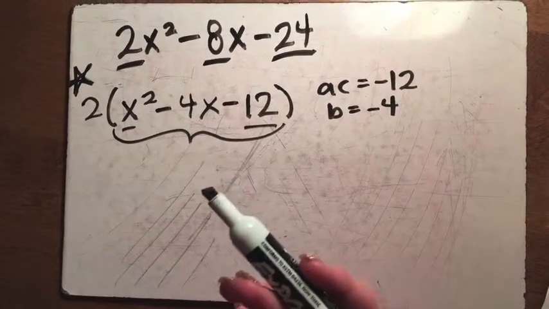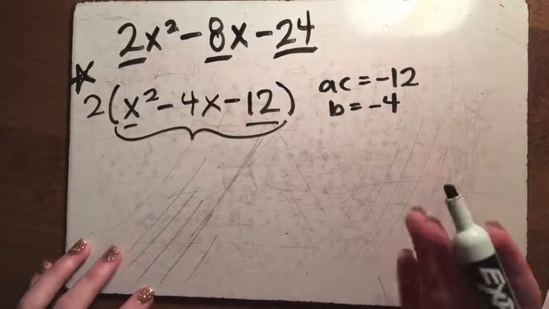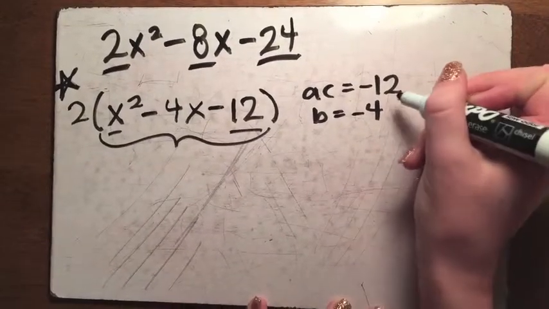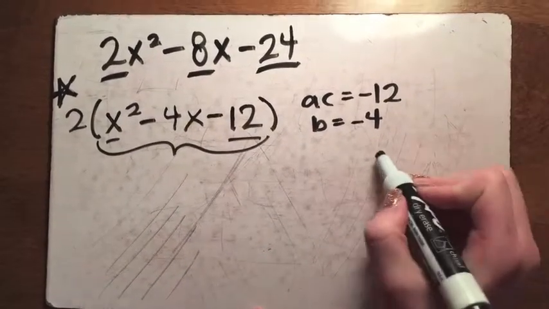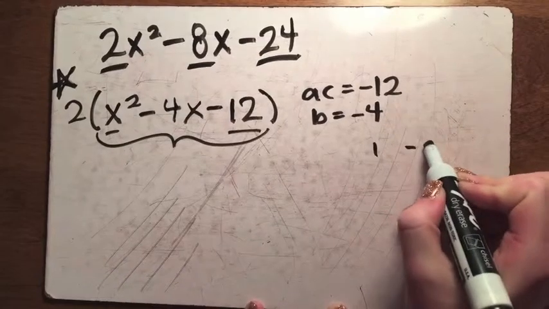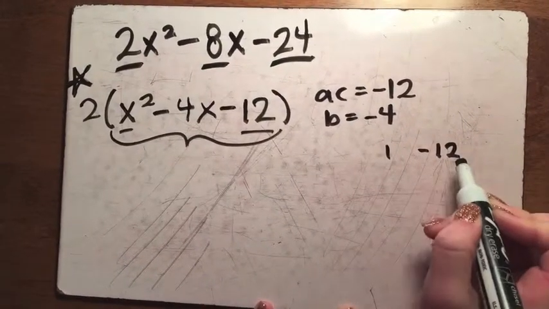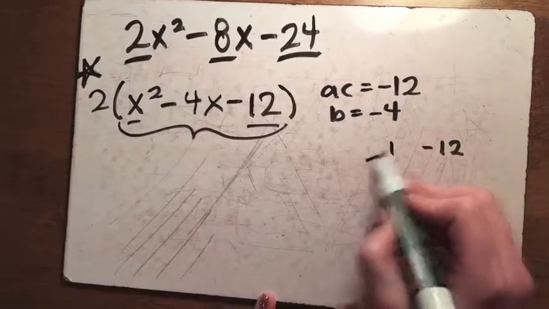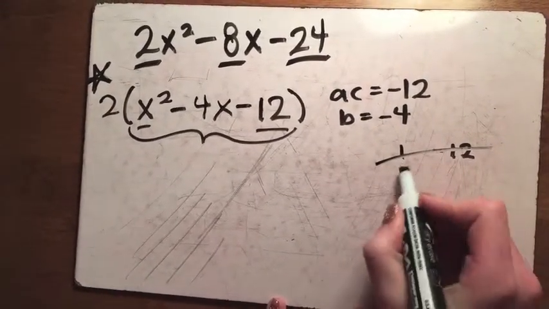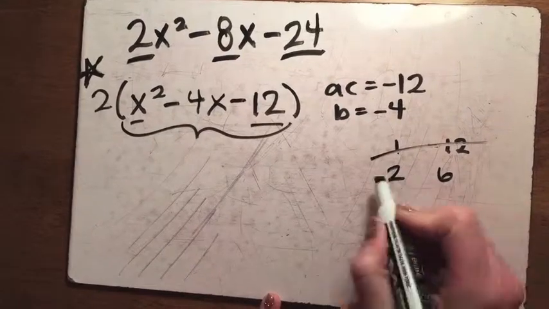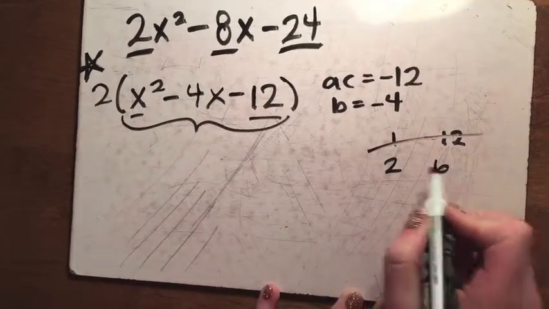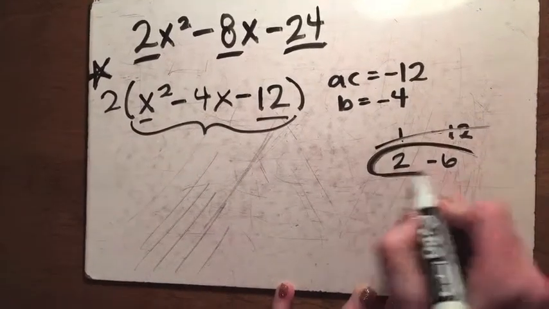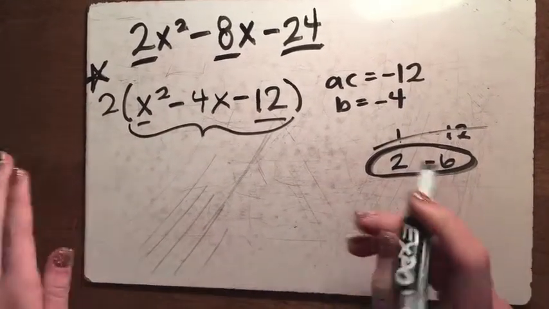So our two factors, if you don't know how to find the factors, what I suggest is just going through the factors of negative 12. So you have 1 and negative 12, or sorry, negative 1 and 12. Either way, those don't add to negative 4. Then you have 2 and 6. One of them can be negative. We want the bigger one to be negative. And does that add to equal negative 4? Yes, it does. So those are our two factors.